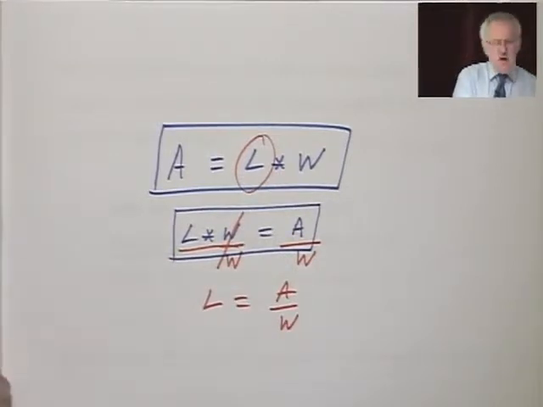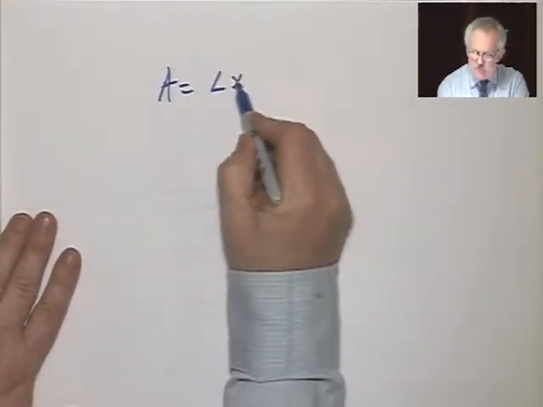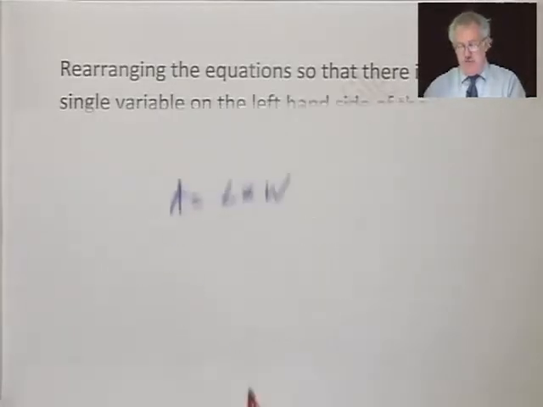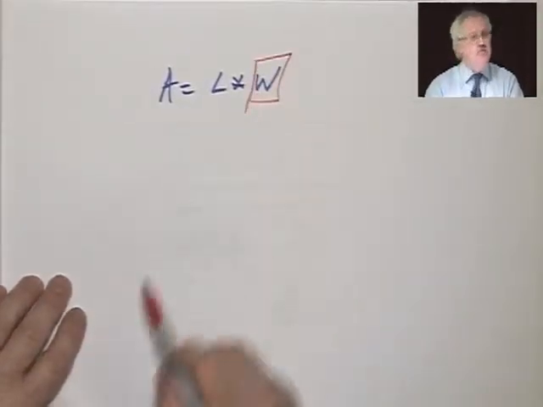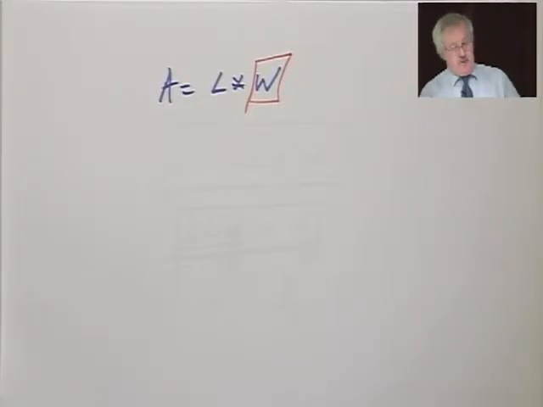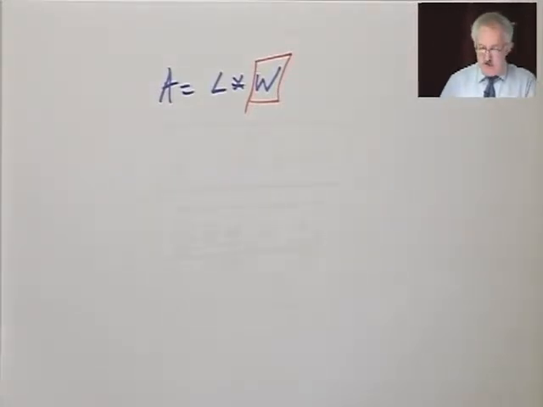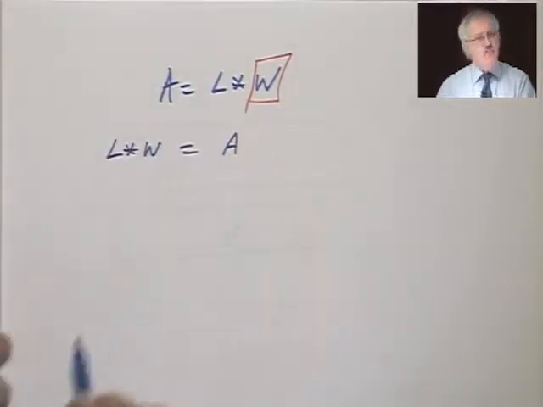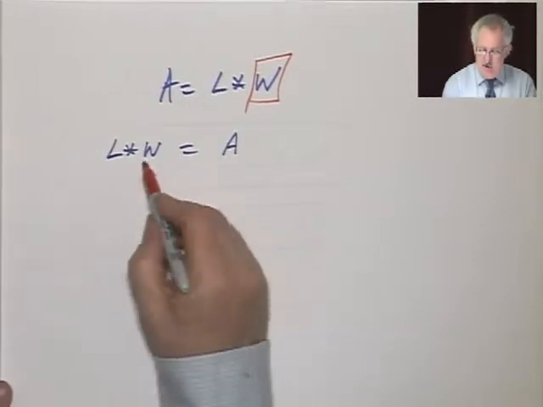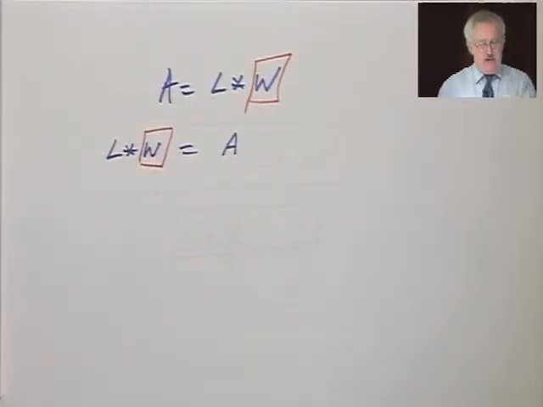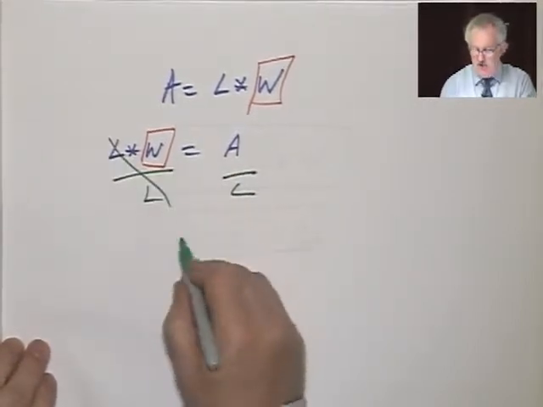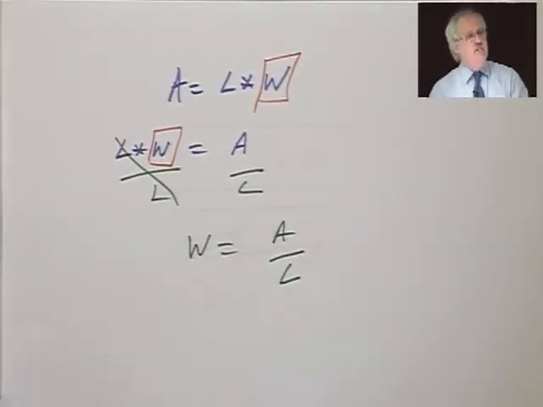And similarly, no matter what way they ask it, if they say A is L by W, and they say find not L, because we found that, but find W. All you do is you say, put W on the left-hand side. To do that, you swap it around. L by W is A. Now I'm very happy with W, but not too gone on the L here. How do I get rid of a multiplication? Divide. They cancel. W is A over L.